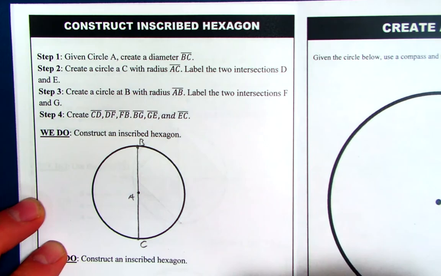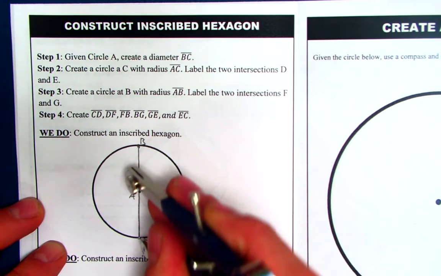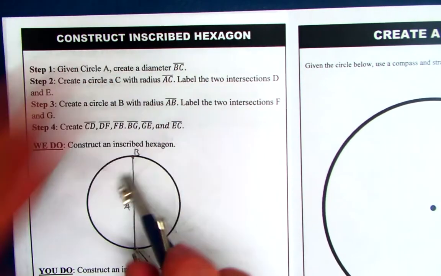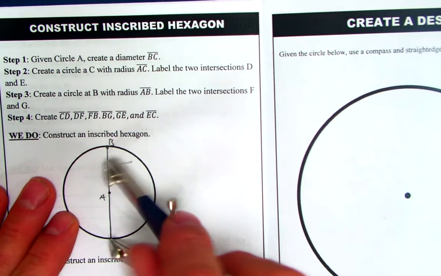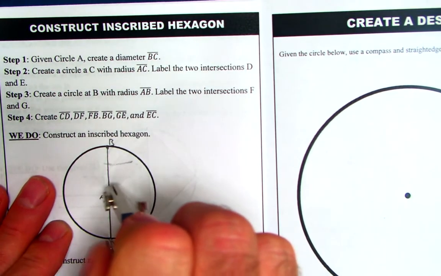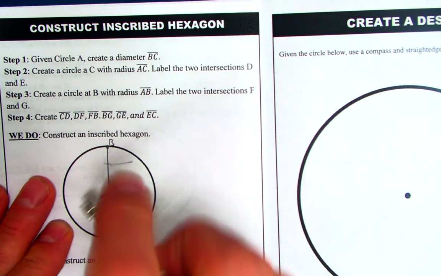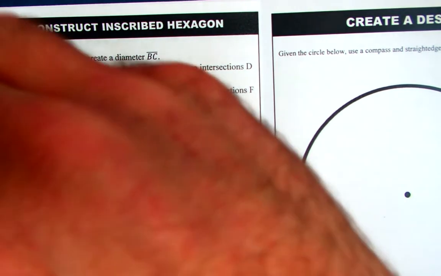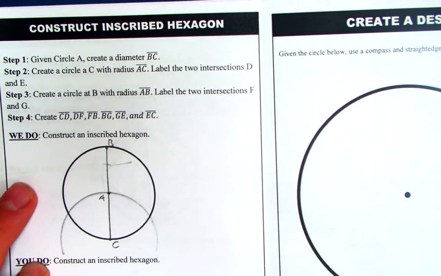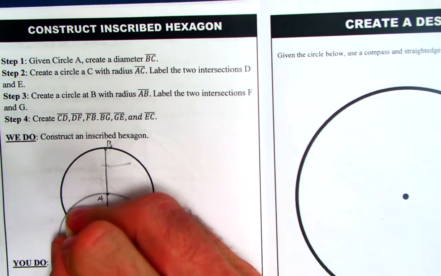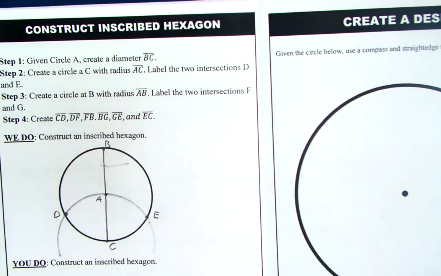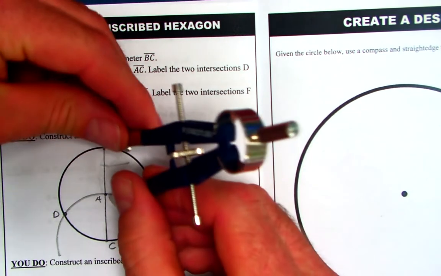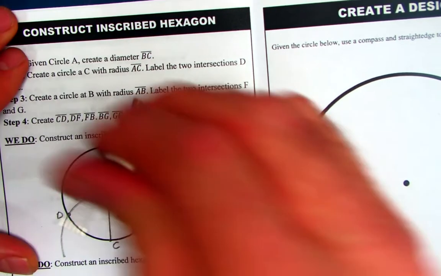So we're going to put our compass pointer at C and open it up to a measure of AC. Okay, so you're going to make this basically a half circle down here in the bottom. You're going to label those points D and E. And then keeping your compass at the same measure, you're just going to put the pointer at B and do the same thing.